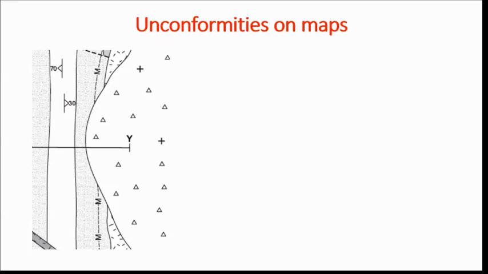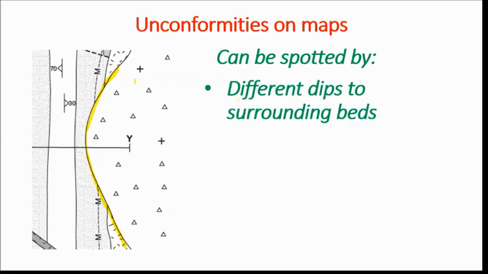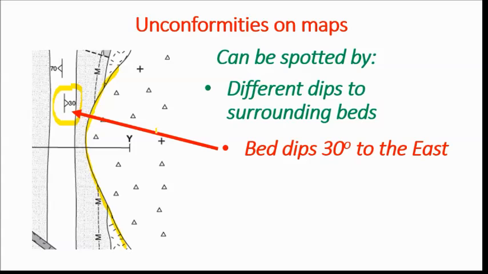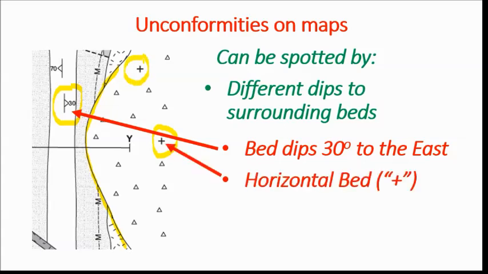Unconformities are also common questions on maps. This is from 2014. You should be able to pick up quite clearly that this is the unconformity. What do we look for? Well, firstly, there are different dips to the surrounding beds. Here we see these beds are dipping at 30 degrees. However, this cross here, this one here as well, tells us that this bed is laid down flat.